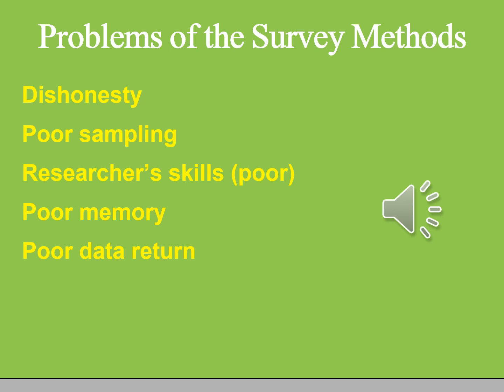Next, you call poor memory, or I'd also accept human memory. The longer the past, the less accurate the memory would be. And also poor data return, and poor data return would lead to, of course, issues in sampling. So they are definitely tied into each other. So if these problems are avoided, survey methods can provide good data, but the researcher has to avoid all these issues and more to get useful data.